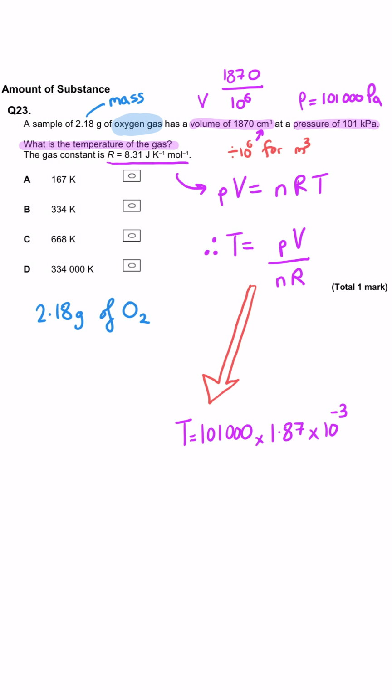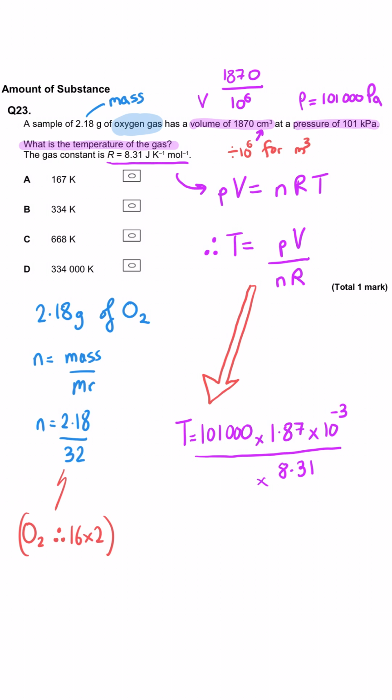And then we have the ideal gas constant, but we don't have the moles. So we work out moles by doing mass over Mr. So 2.18 grams divided by 32 gives us 0.06 moles of oxygen gas. When we crunch all those numbers in, we get a temperature of 333.6 Kelvin. So that means that B is the correct answer.